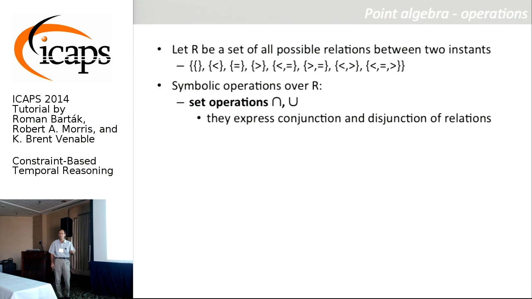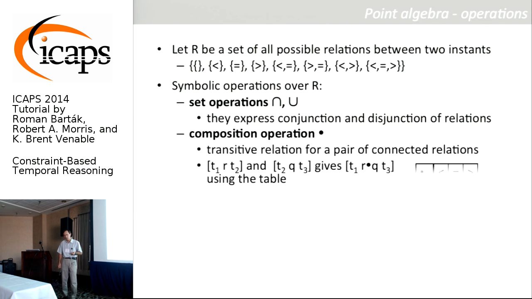So if I know that there is some relation between point T1 and T2, and I know there is another relation between point T1 and T2, I can make an intersection of these sets to obtain a more precise description of this relation. Or if I know there is some relation or another relation between 2 points, it's a disjunction, so it can be described using union of these sets. So these are quite simple operations.